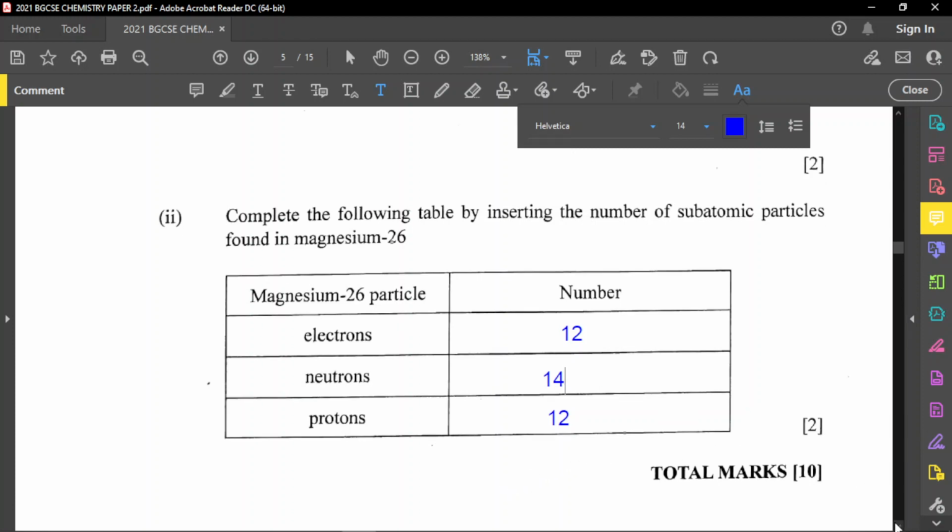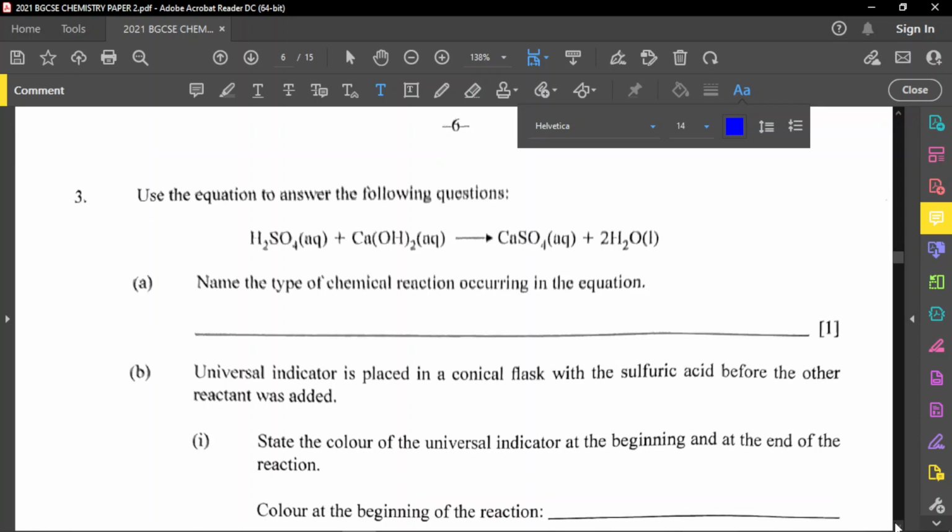All right. So let's jump into the next part, question 3 actually. Use the equation to answer the following questions. Here we have sulfuric acid reacting with calcium hydroxide to produce calcium sulfate and water. Name the type of chemical reaction occurring. If you notice, it's an acid plus a base, so the acid reacting with a base is a neutralization reaction.